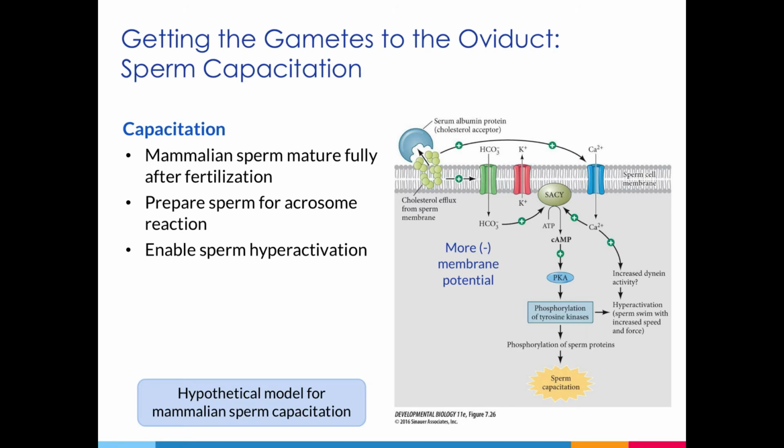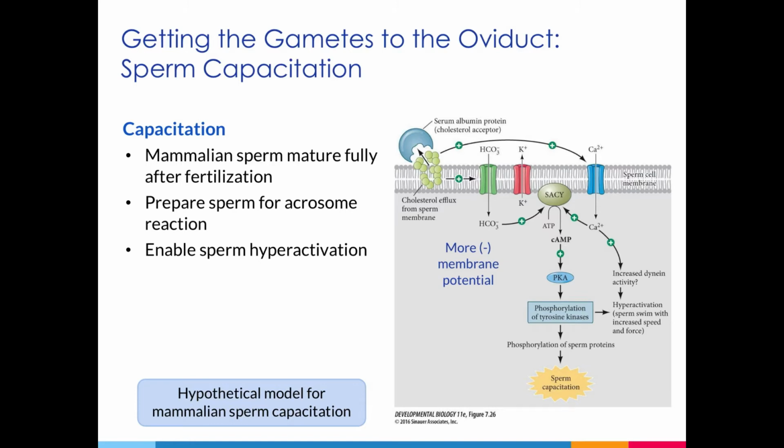The sperm that are released into the female reproductive tract are actually immature. They're unable to fuse with the oocyte. This is why the fastest sperm may not necessarily win the race. Sperm have to undergo a maturation process that is known as capacitation, and this process happens within the female reproductive tract.